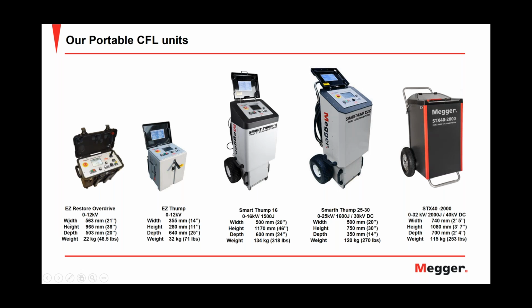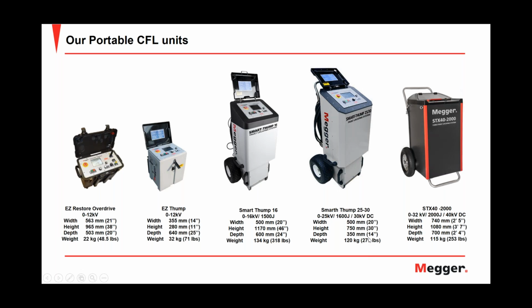We have the Easy Restore with a weight of 48.5 pounds. Then we have the Easy Thump with a weight of 71 pounds. We have the Smart Thump 60, and from the Valley Forge, we also have the Smart Thump 25 that has up to 25 kV for surge voltage and 30 kV for the DC high pot. And the weight of the Smart Thump 25 is 270 pounds.